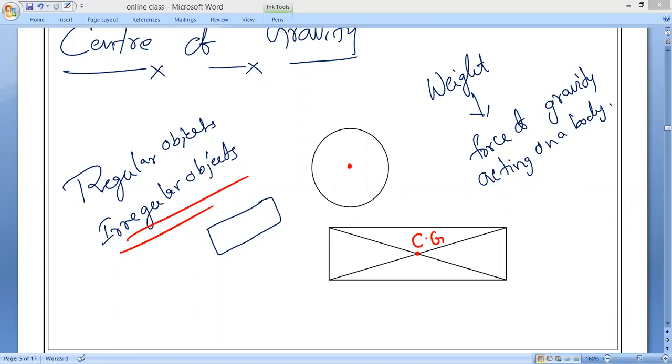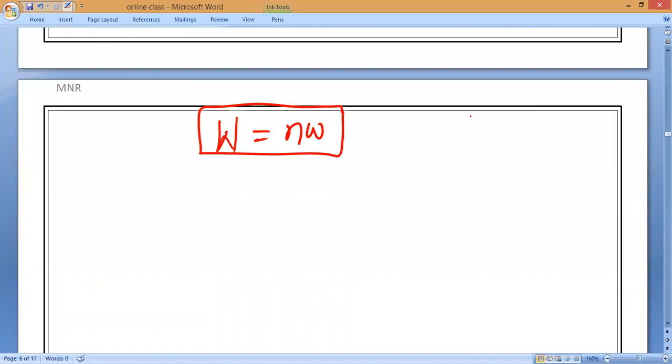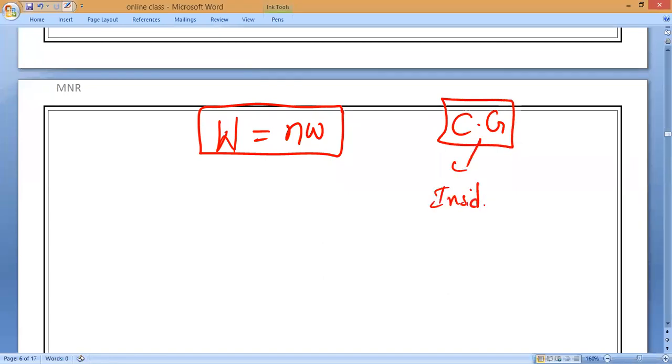Okay, write it. Have you written capital W is equal to N into small w? Capital W is equal to the number of particles into small w. Center of gravity is represented with capital C, capital G. Please remember that. Right. The point inside or outside the body: we cannot say some bodies have it inside, some outside, because it is based upon what?